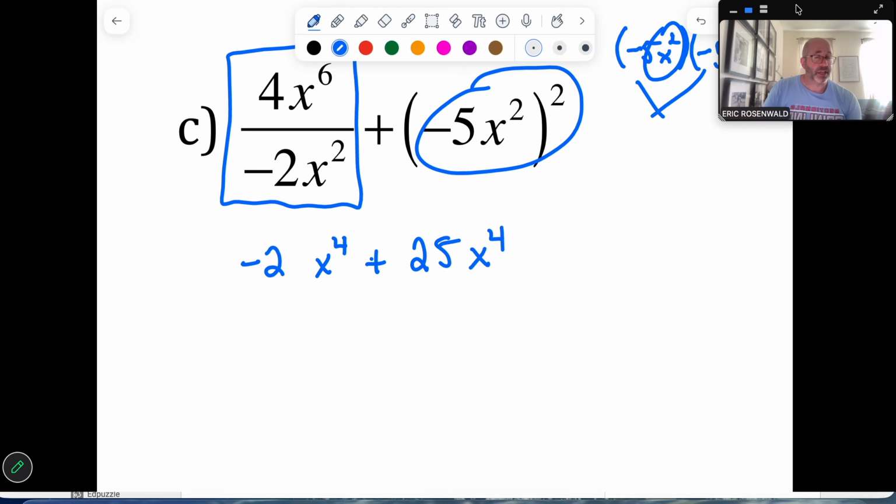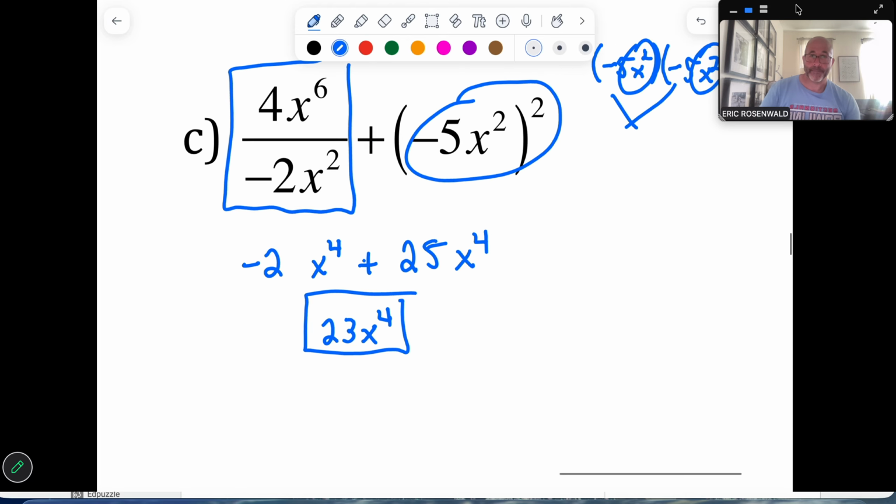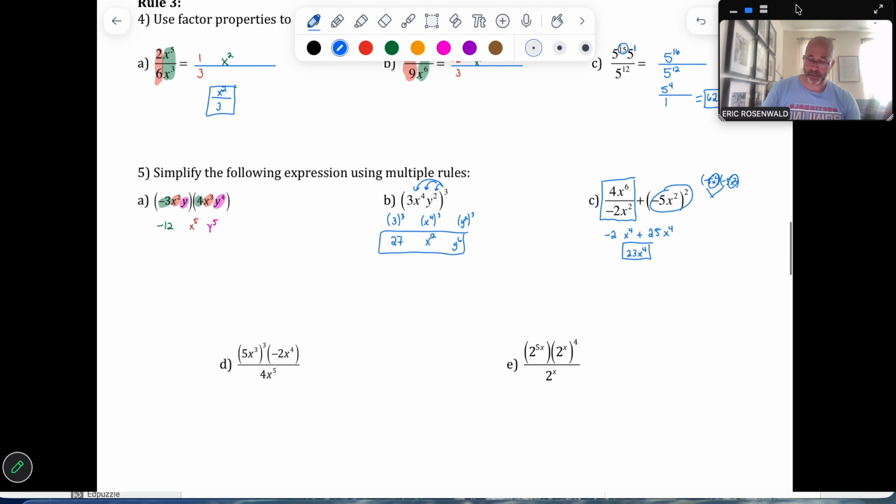You can see now that these have the same exponents for our x to the fourth, so we can combine these and make this equal to 23 x to the fourth for our final answer. All right, let's move on.